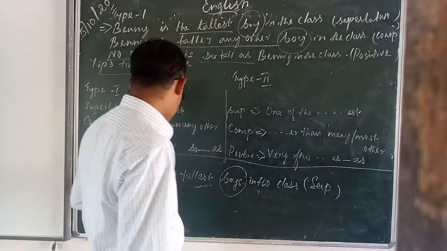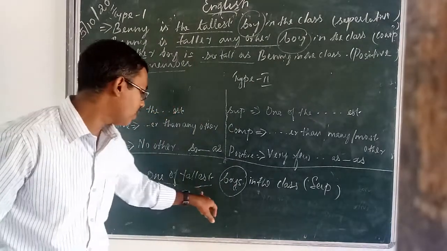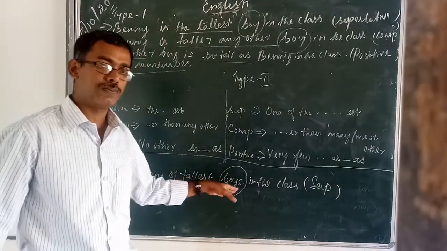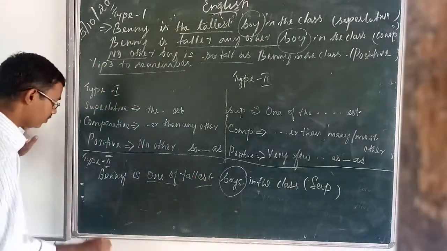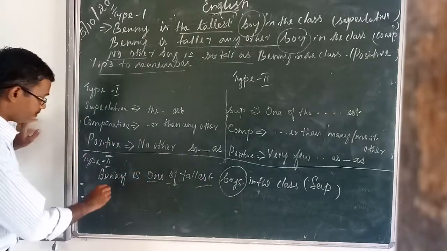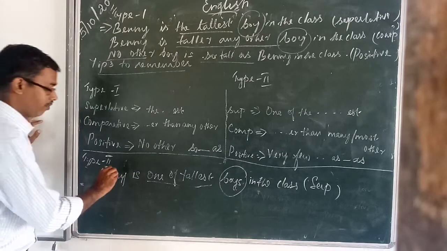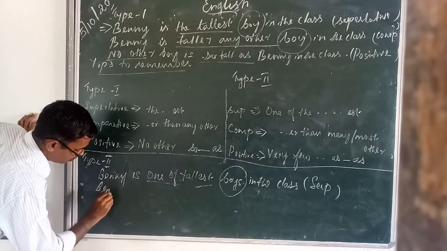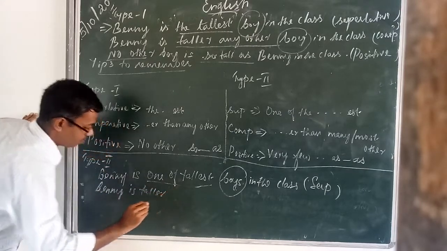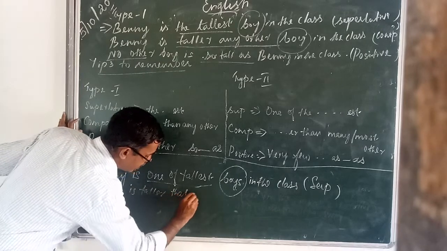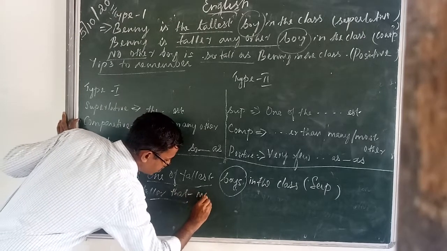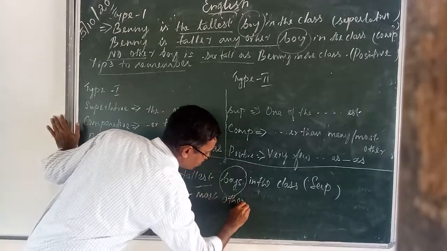One of the tallest. For errors spotting, such type of questions will be asked. Benny is one of the tallest boy will be given, but you have to change it to boys. So such type of questions you can expect in error spotting. So just remind it. Then how to write comparative degree? Taller than many and most other.